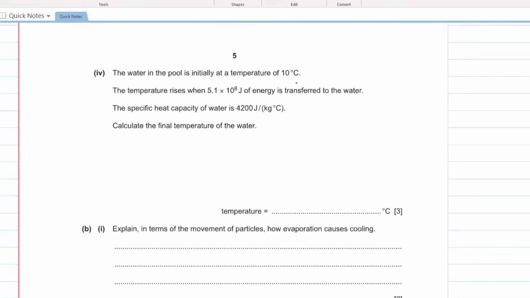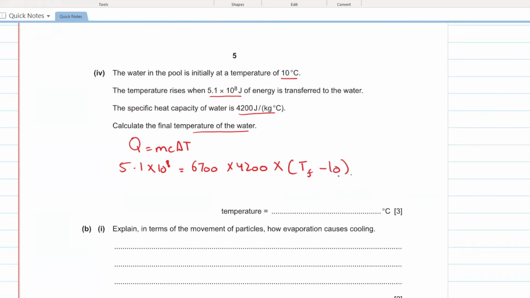The water in the pool is initially at a temperature of 10 degrees centigrade. The temperature rises when 5.1 into 10 raised to the power of 8 joules of energy is transferred to the water. The specific heat capacity of water is this. You have to calculate the final temperature of water. Easy peasy. You will say Q is equal to mc delta T. Q is 5.1 into 10 raised to the power of 8. Mass of water was 6700 kg. Specific heat capacity is 4200. What is the change in temperature? Final temperature minus initial temperature.